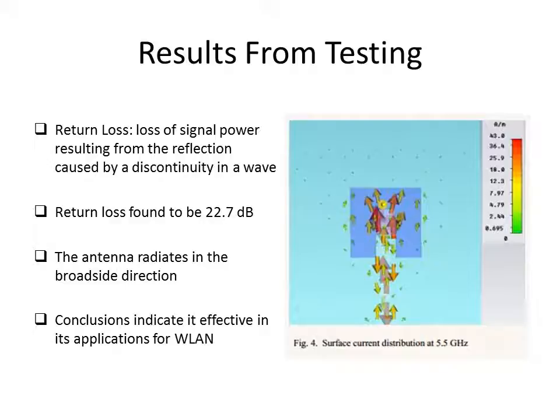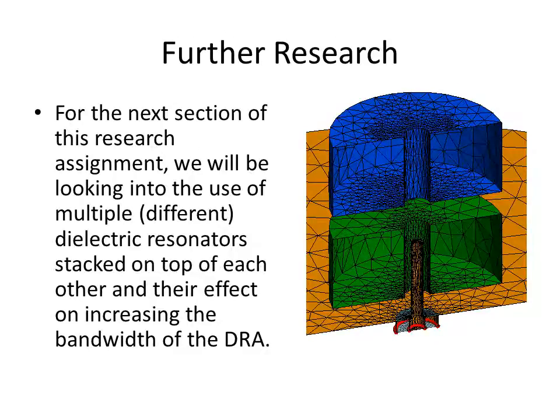The antenna radiates in the broadside direction as shown in the diagram on the right, and in conclusion, it was found to be effective for transmitting WLAN networks. So for further research, in the next section of this research assignment, we will be looking into the use of multiple different dielectric resonators stacked on top of each other and their effect on increasing the bandwidth of the DRA.